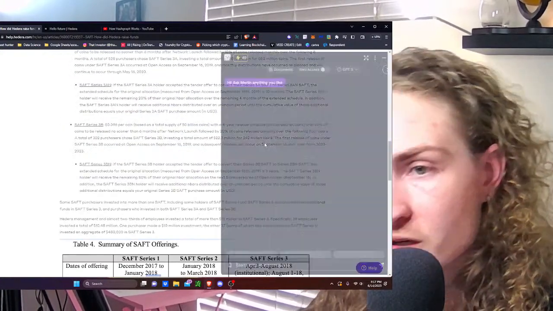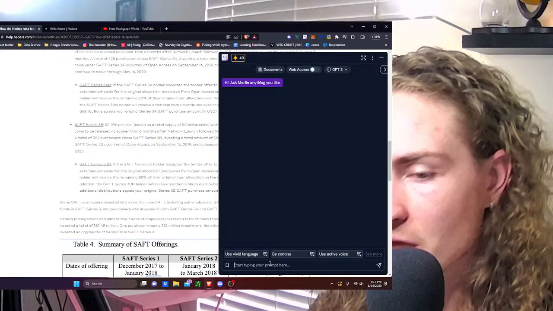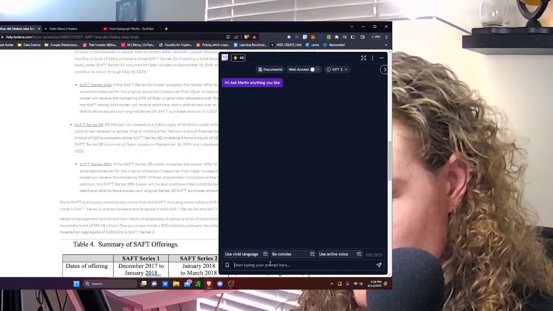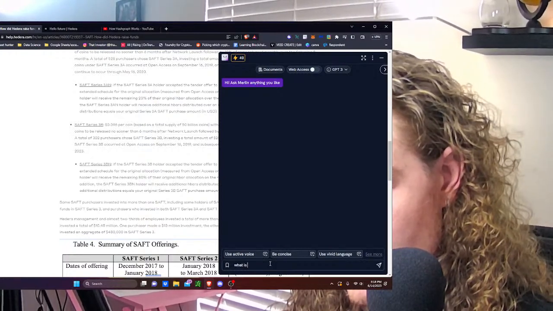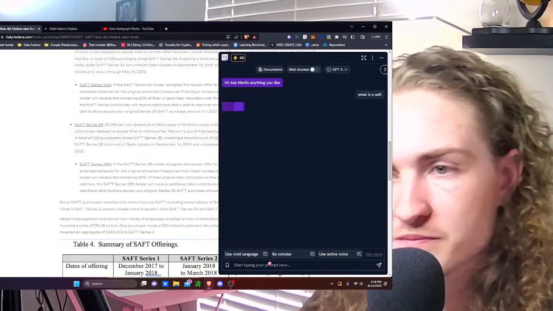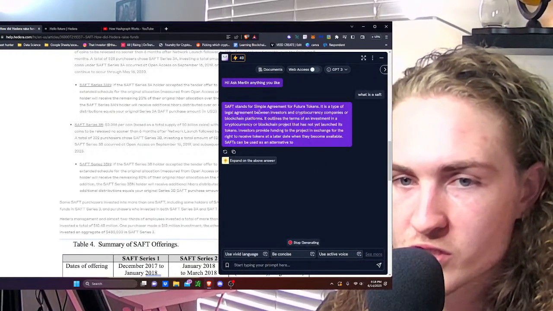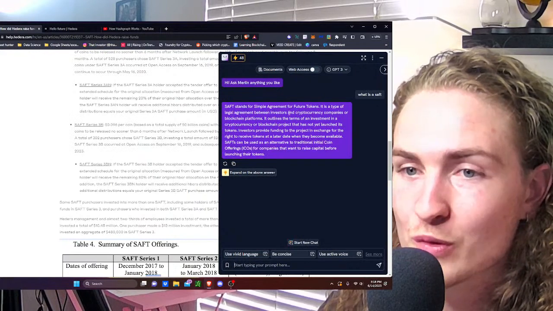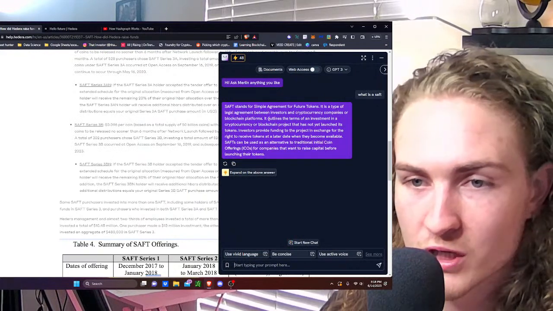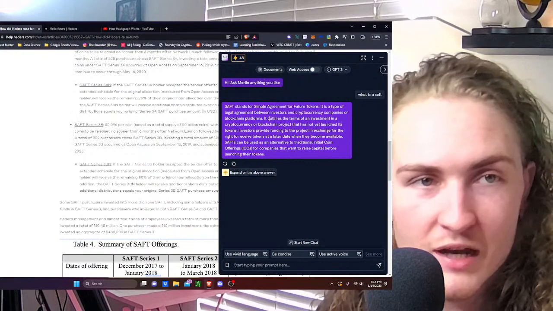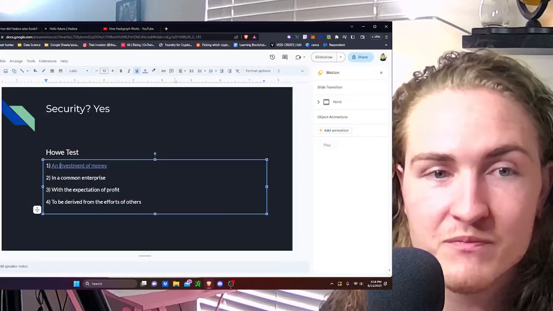And even just further, we'll ask Merlin, which is an artificial intelligence plugin. So what is a SAFT? Hopefully it gets this. Yeah, a simple agreement for future tokens and a type of legal agreement between investors in cryptocurrency companies or blockchain platforms. I don't think I need to spend any more time on that one.